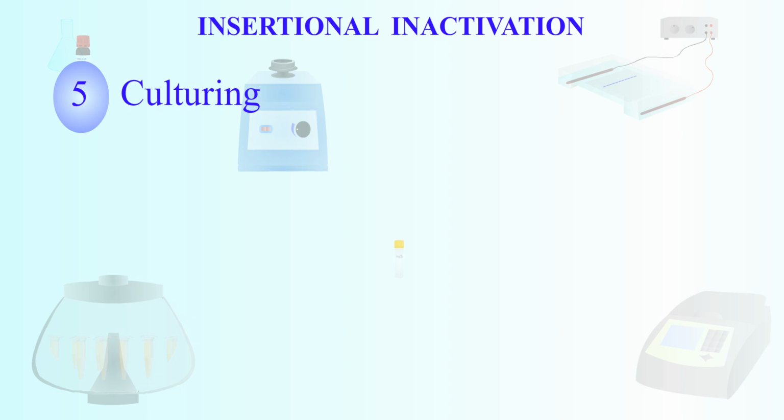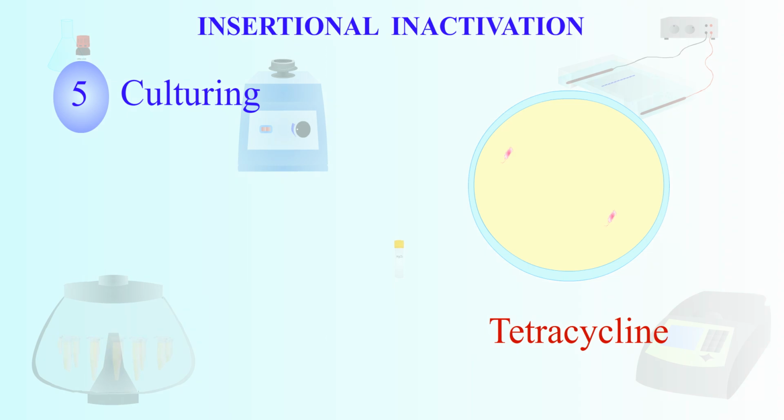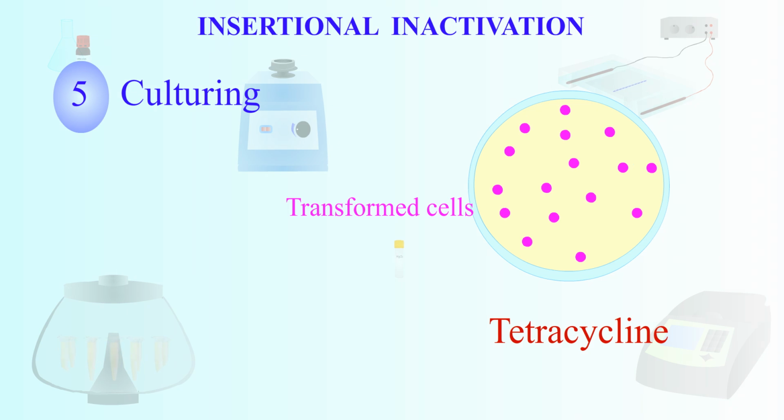In step 5, culture the transformed bacterial cells in 2 different media. 1 with tetracycline. Only the transformed cells will grow in this medium, since the original organism is sensitive to both tetracycline and ampicillin, but pBR322 has a resistance gene for both.